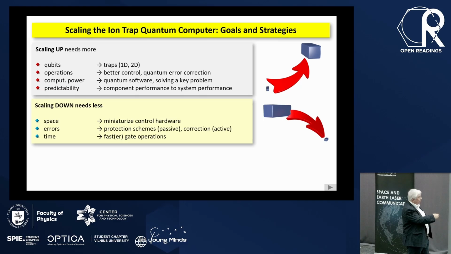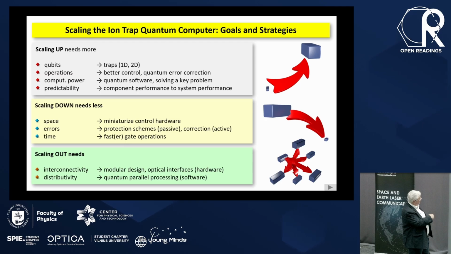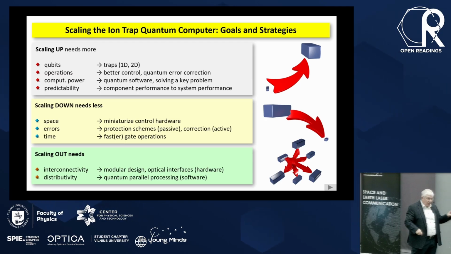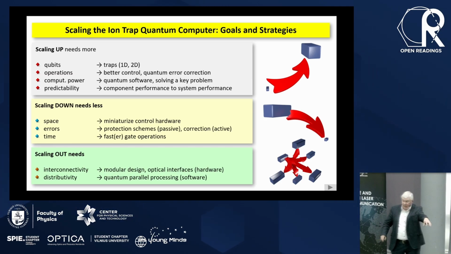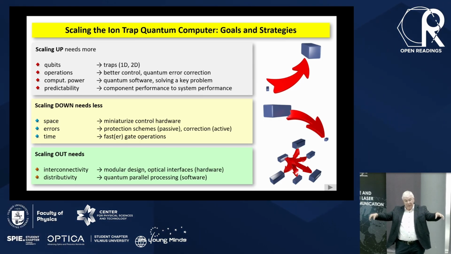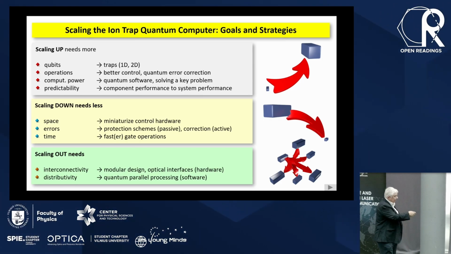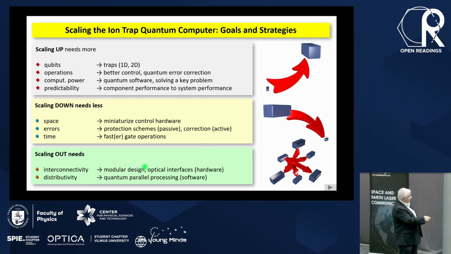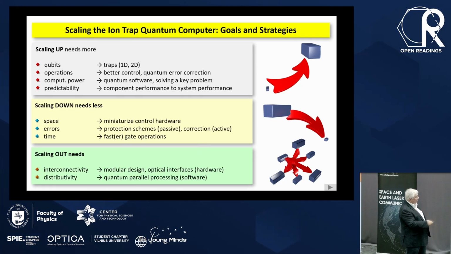Scaling down requires, of course, miniaturizing control hardware. We need definitely to scale down the errors with passive protection schemes or correction schemes, quantum error correction. We need faster gate operations, and we need scaling out. That's something that's usually overlooked. When we have one quantum device here and the next one there, can we parallelize that? Can I just make the entanglement across these distances? And can I really do the quantum parallel computing, the distributivity? And that needs a modular design, optical interfaces, hardware, but also quantum parallel processing software.